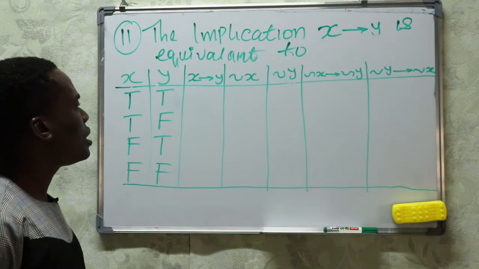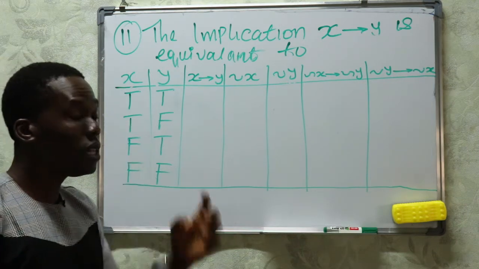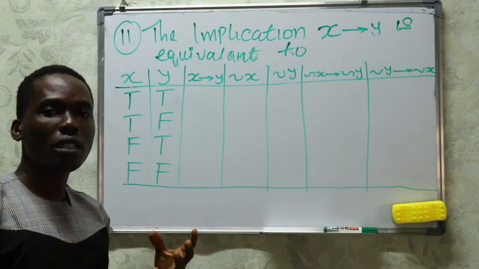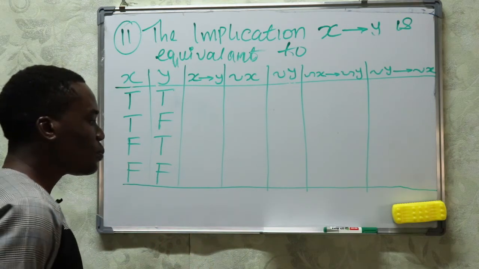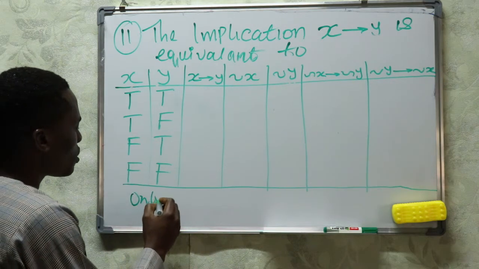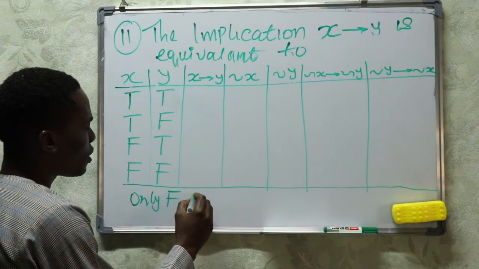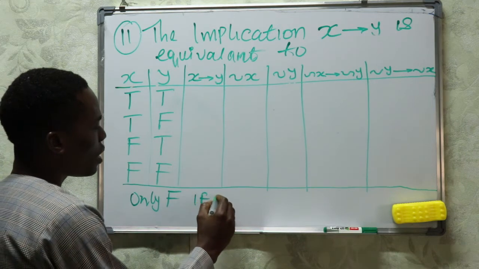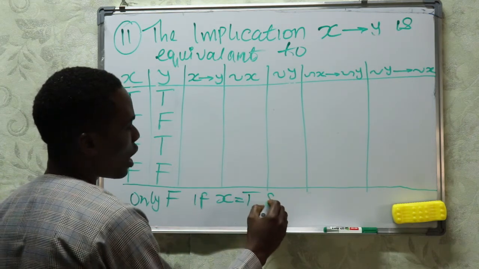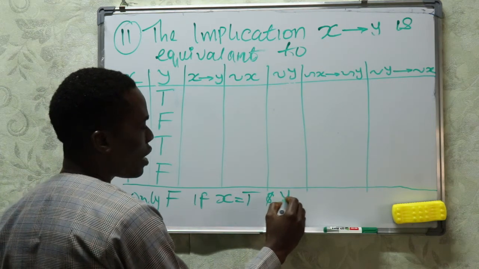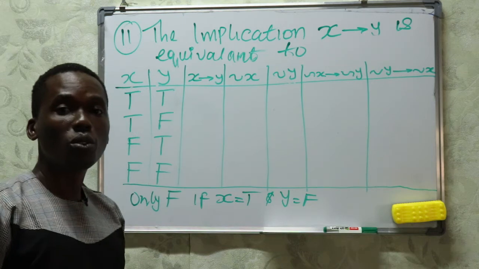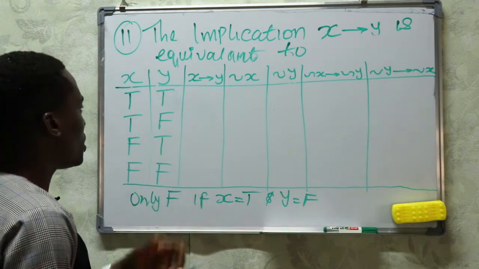Now let's look at this. If you are dealing with conditional statements that involve implication, note this: it can only be false if x is true and y is false. Otherwise, it will be true.